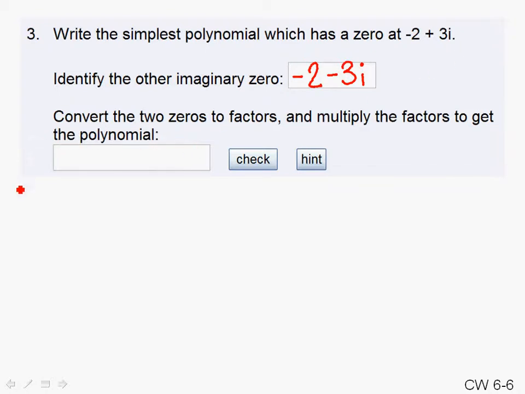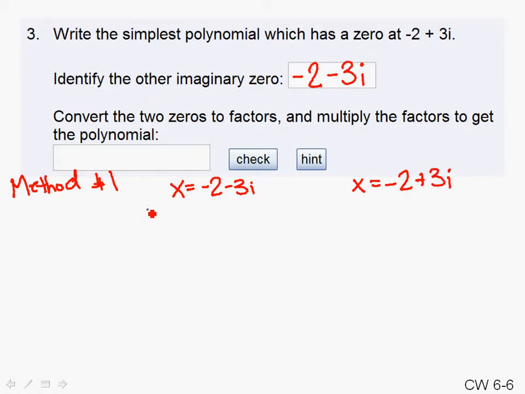Now, method number 1, we're going to use the method suggested in the instructions. So we're going to convert the two zeros to factors and then multiply the factors to get the polynomial. So we have x equals -2 minus 3i, and x equals -2 plus 3i. So that means our factors had to be x plus 2 plus 3i is one factor, and our other factor must be x plus 2 minus 3i. Okay, so those are two factors.